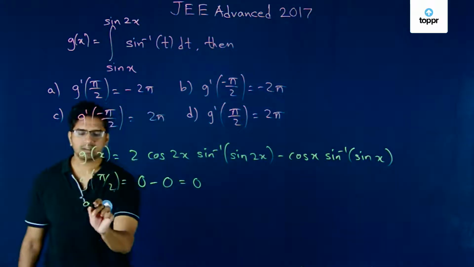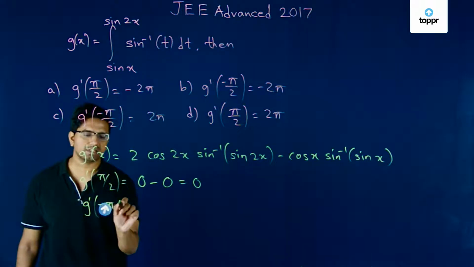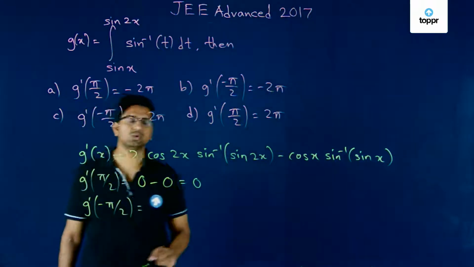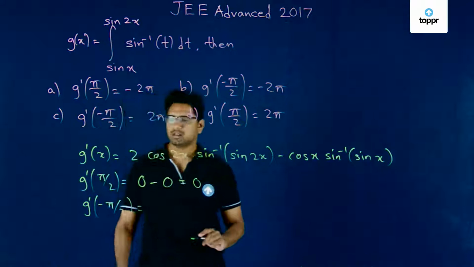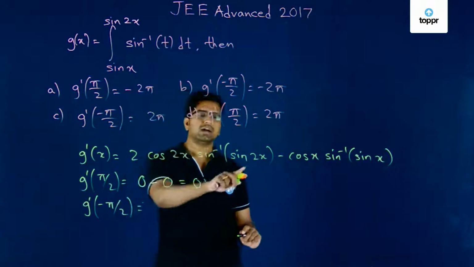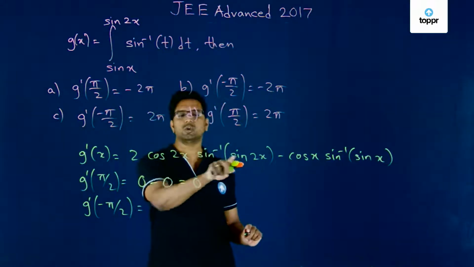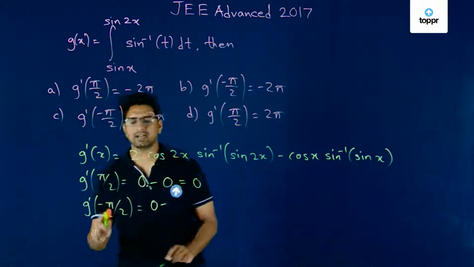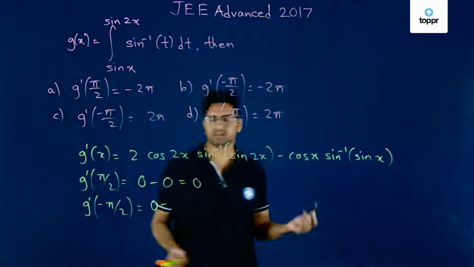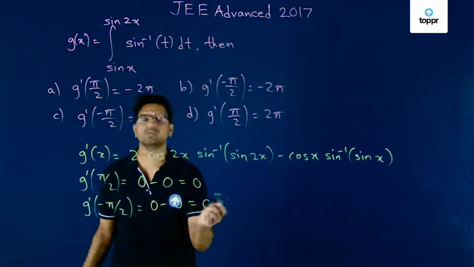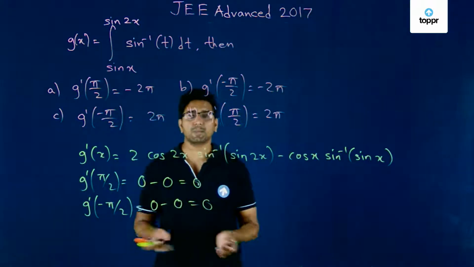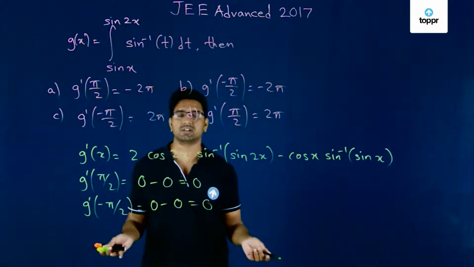And similarly, if we find out the derivative at minus pi by 2, let's see what happens. At minus pi by 2, again this becomes 0. So it's 0, and minus pi by 2, on putting it here also, it is 0. So it's again equal to 0. Which means none of the options are actually true in the case of this problem.